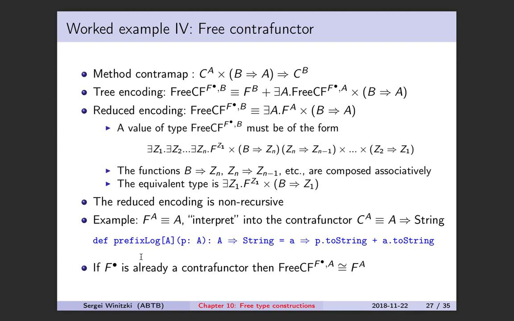Another important property is that if the type constructor f is already a contrafunctor, then this wrapping does not produce a new inequivalent type. The result is equivalent. The free contrafunctor over f is equivalent to f, just like it is the case for the free functor.